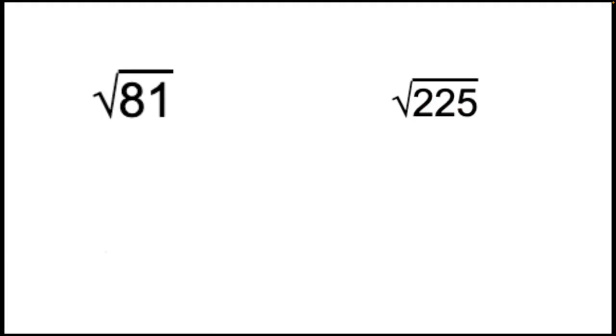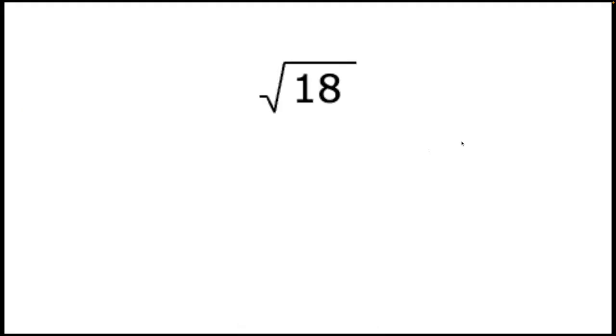Okay, now that you've had time to work these problems, let's check your answers. We should realize that 81 is on the list that I just gave you. And the answer is 9, because 9 times 9 will give me 81. And for 225, also a perfect square, that would be 15 times 15.